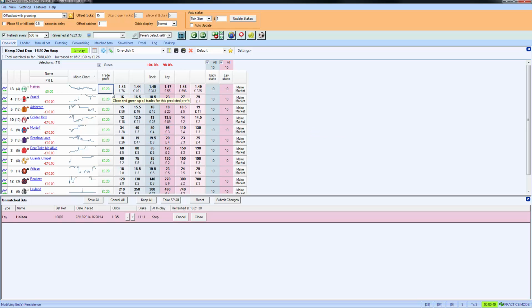But you can see that Haynes is shortening in price already. So if we wanted to, we could actually take our profit that we've got here already. But to demonstrate this feature within BetAngel, we'll let this trade continue for this period of time. I'll pause the video momentarily here and we'll come back to it just as we think it's about to get matched.